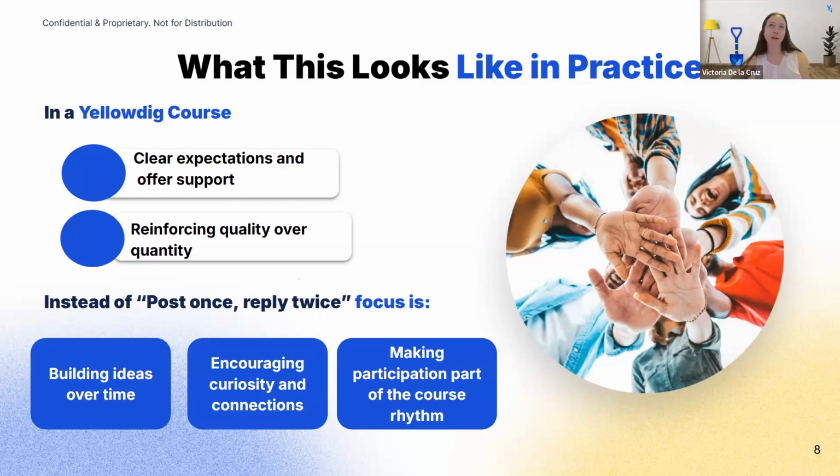Of course. Yes, and let me ask you this. I'm very curious to hear this from your classes. Since you started using Yellowday, your students are having conversations, having discussions. Have you seen any changes in participation during class, outside of Yellowday? Have you seen anything different?